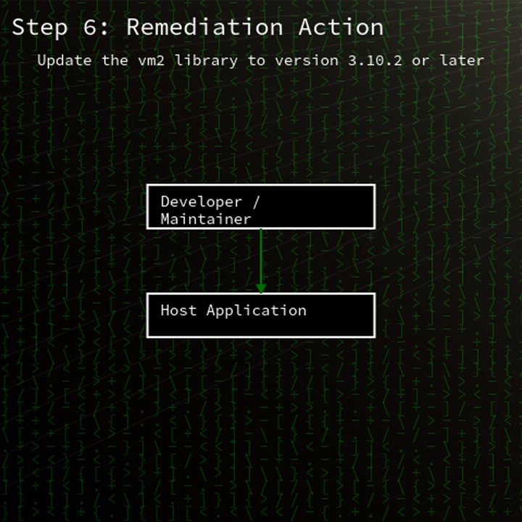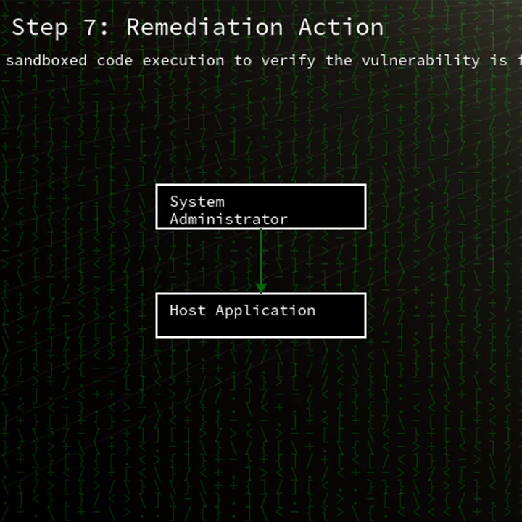If you use vm2 in your projects, upgrade immediately to version 3.10.2 or later. Review your dependency tree for any indirect vm2 usage, and rebuild your applications. Beyond patching, adopt a regular audit process for open source dependencies and consider additional runtime controls when executing untrusted code. Staying vigilant is key to preventing sandbox escape attacks.